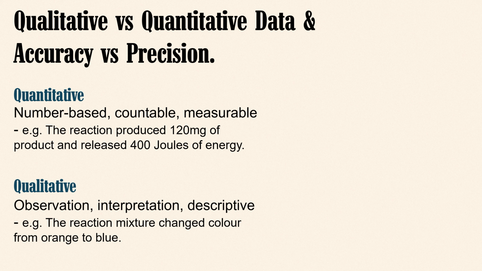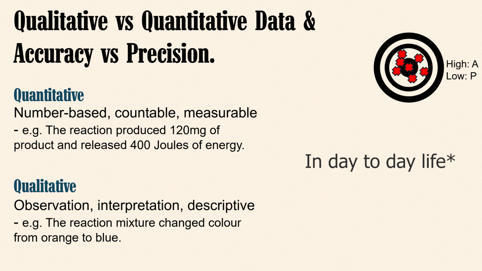Now I want to emphasize that qualitative data isn't less important. It is still very important and very useful dependent on the experiment or observation. I also want to cover accuracy versus precision. These two terms are used quite interchangeably, but they're not the exact same thing.